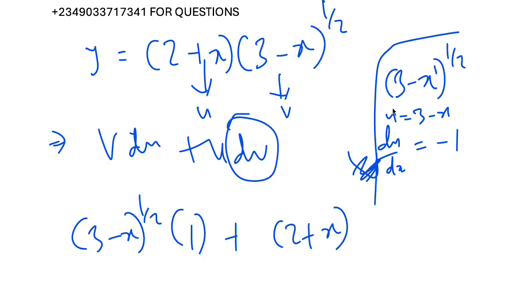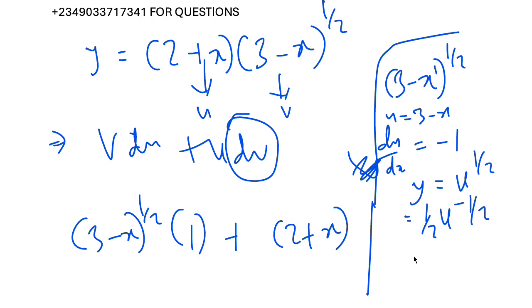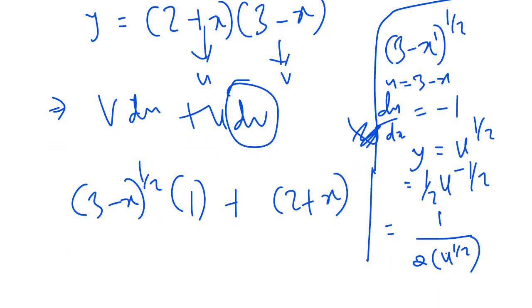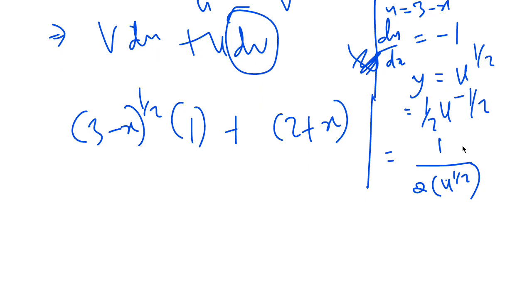Then you will now say y is equal to what? u raised to power half. So that will be half u raised to power what? Minus half, because that's half u raised to power half minus 1, which is minus half. And that's the same thing as 1 over 2 into u raised to power half, using what I just explained. So your final dy dx will now be times the minus 1 you got. I hope you are flowing. That is the minus 1 you got.